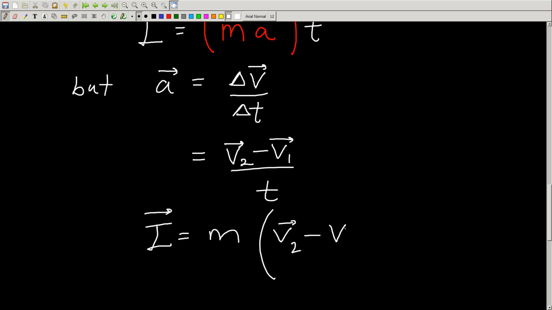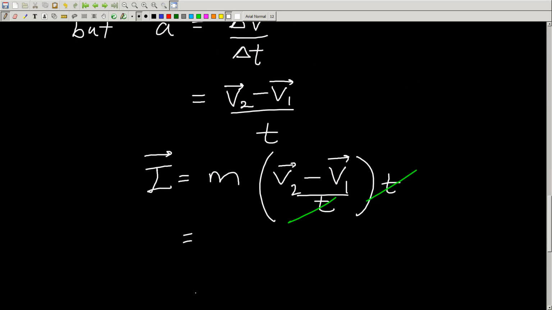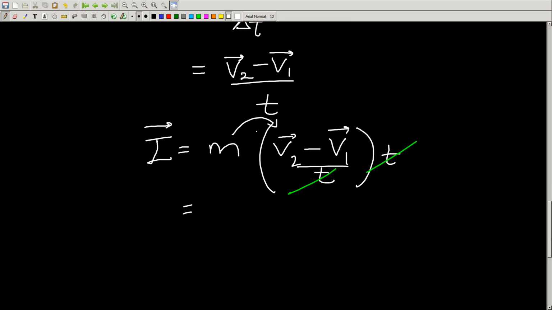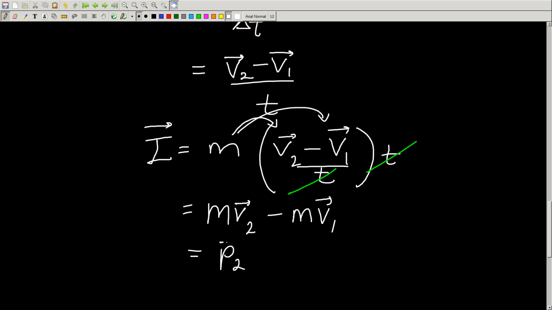So if that's a, and I plug that back in, the impulse is going to be m times (v2 minus v1) all over t, times time. Now what do the time variables do to each other? Well, one's on the bottom, one's on the top, they cancel. And if I were to expand that m inside the bracket, what I would get is mv2 minus mv1, which means that the impulse is p2 minus p1. It is the change in momentum.